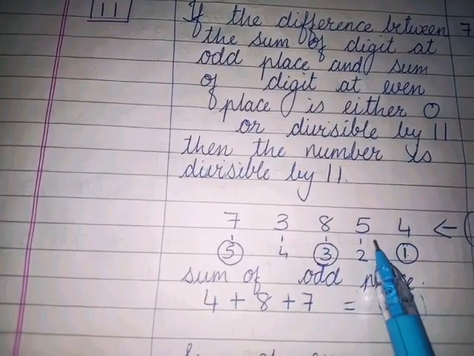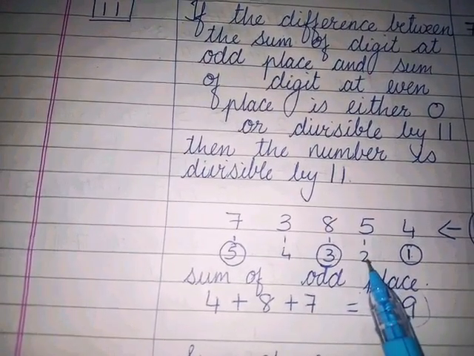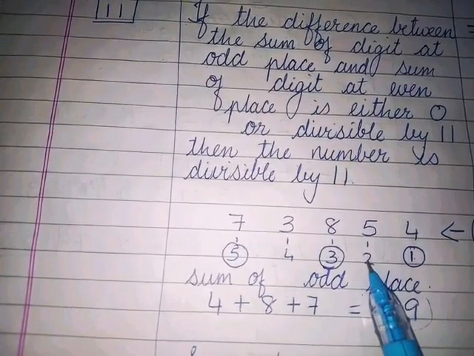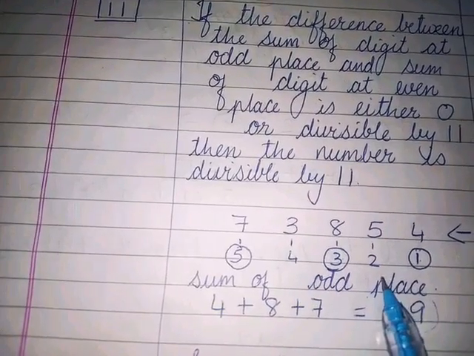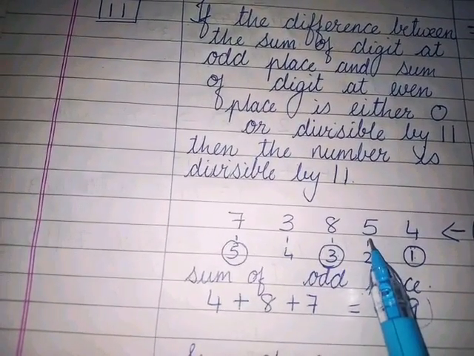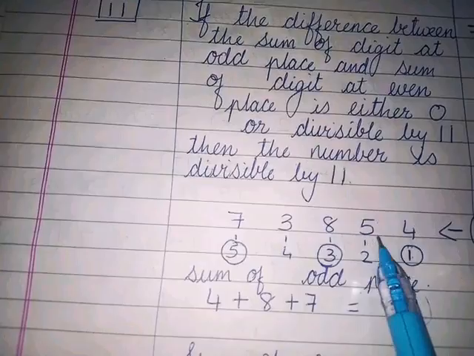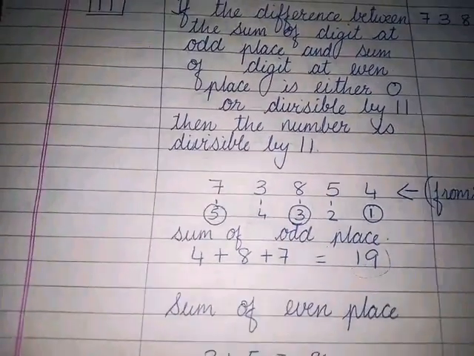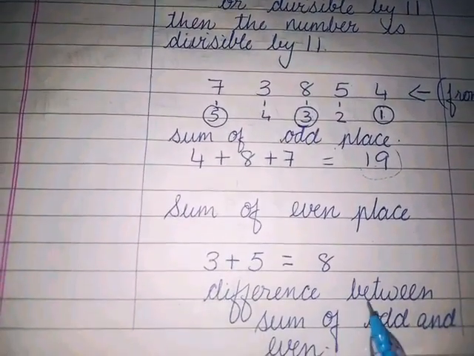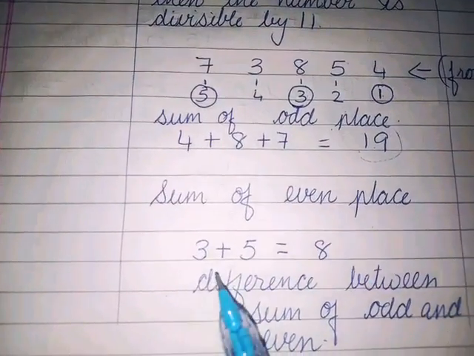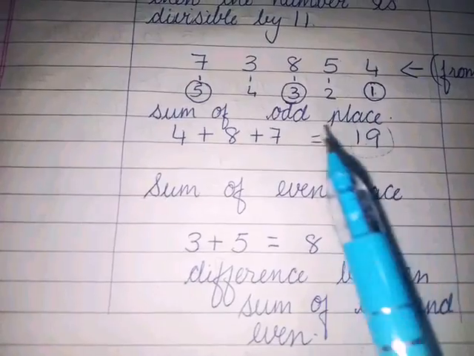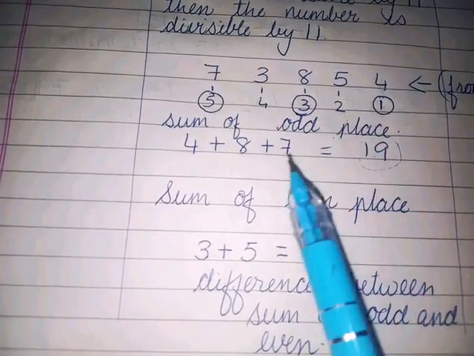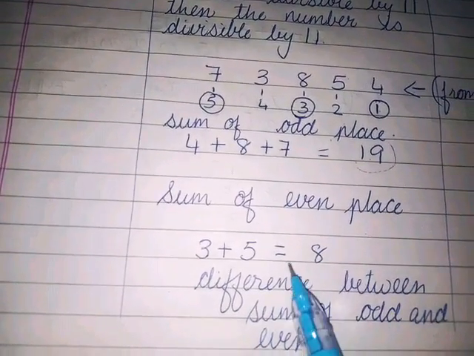Now we need to do the sum of the even places. Which will be the even places? We know even numbers are divisible by 2. That is places 2 and 4. This is your even places. So taking the even places, the numbers will be 5 and 3. So the sum of the even places, that is 3 and 5. What is the total? 8. So we get the sum of the odd places and the sum of the even places.